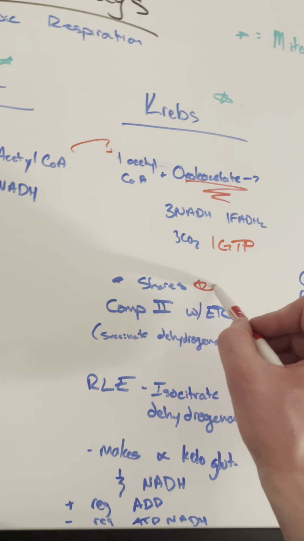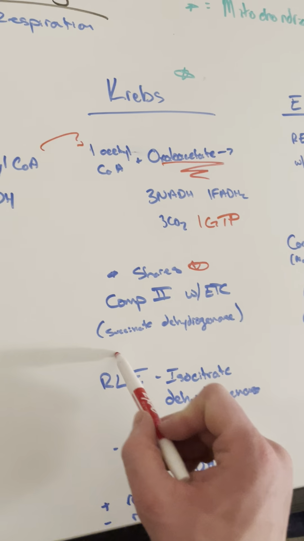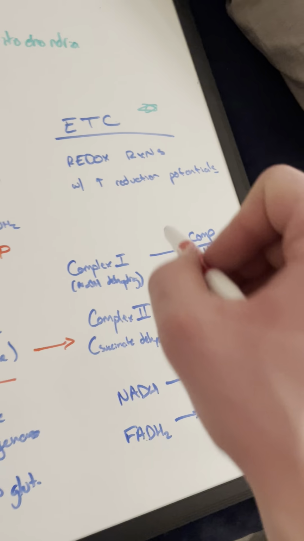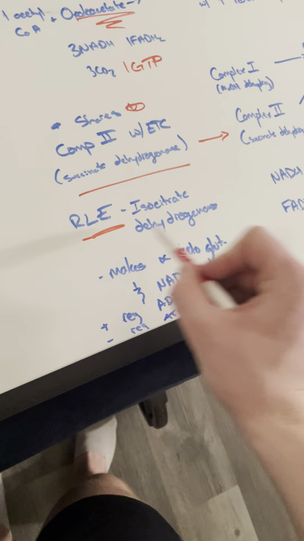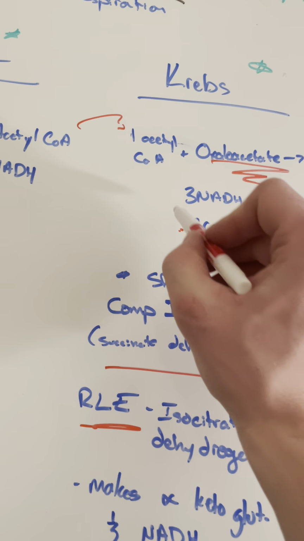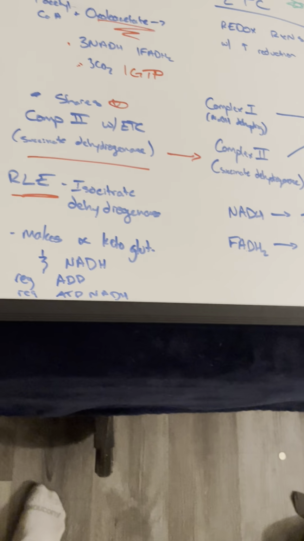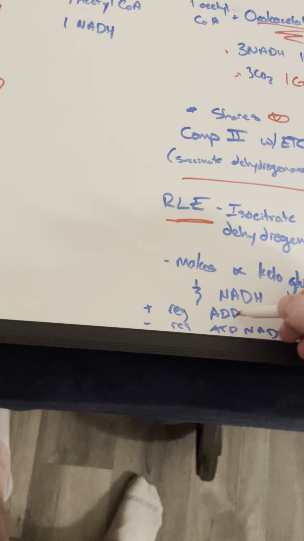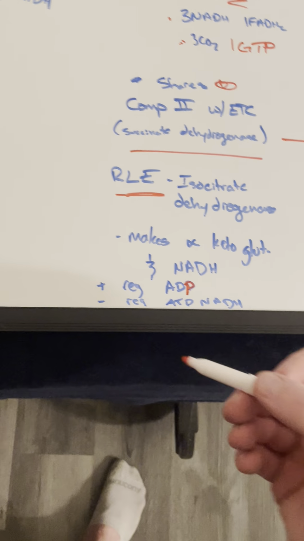And then a special little note here: we're going to share complex 2, succinate dehydrogenase, with the electron transport chain. The rate limiting enzyme for this is going to be isocitrate dehydrogenase. It's going to be an oxidative decarboxylation. So what we're going to do is make one of these CO2s, and then make an NADH, and we're going to take out a carbon. So we're going to go from isocitrate to alpha-ketoglutarate, and we're going to make an NADH in this process. It's going to be positively regulated by ADP, and then negatively regulated by ATP and NADH.